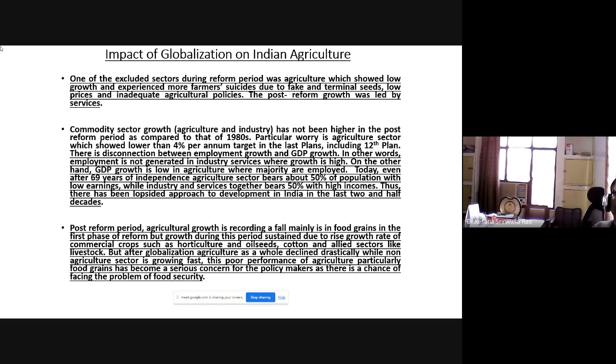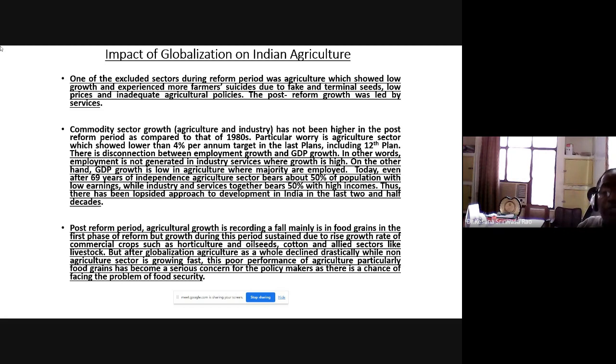So our government has been doing this for almost, we can say nowadays, we are going to reach 75 years of our independence. With that, what we have achieved, these are all the things which I have explained. Mainly food grains in the first phase of reform, but growth during this period was sustained due to the rising growth rate of commercial crops such as horticulture, oil seeds, cotton and allied sectors like livestock, etc. But after globalization, agriculture as a whole declined drastically, while the non-agriculture sector is growing fast.